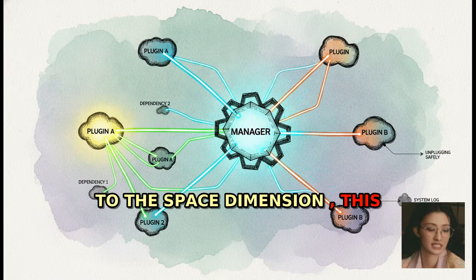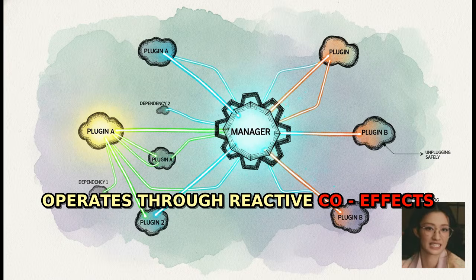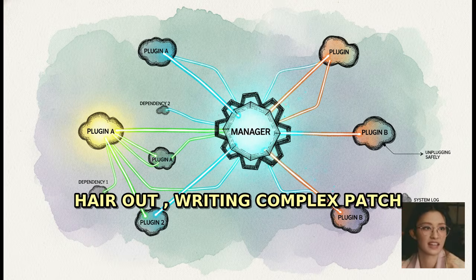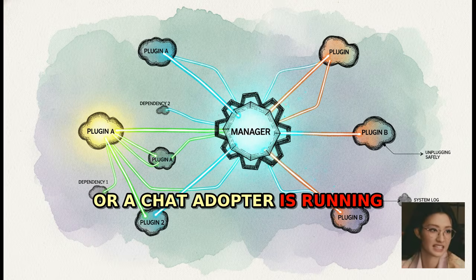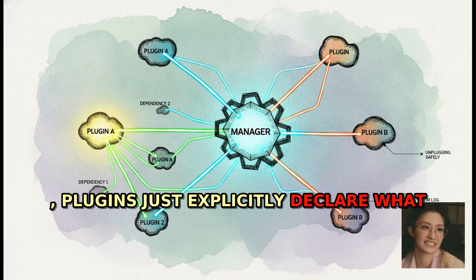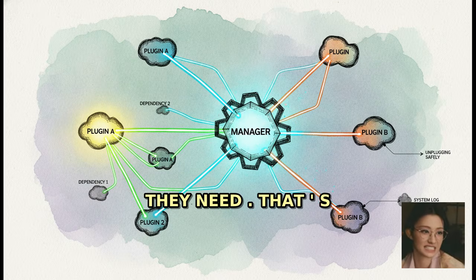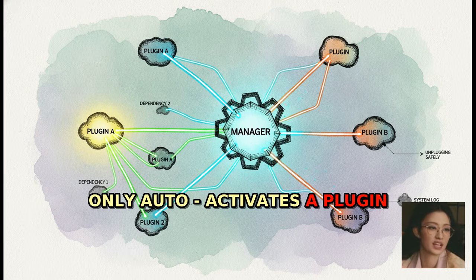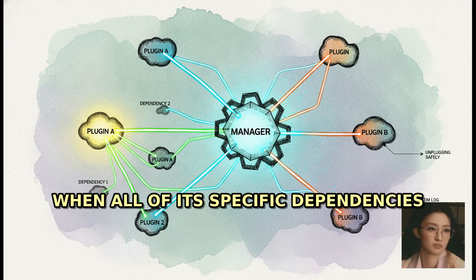Moving on to the space dimension, this operates through reactive coeffects. Instead of developers pulling their hair out writing complex patch logic to check if a database or a chat adapter is running, plugins just explicitly declare what they need. That's it. The system acts as this ultimate omniscient manager. It only auto-activates a plugin when all of its specific dependencies are met.